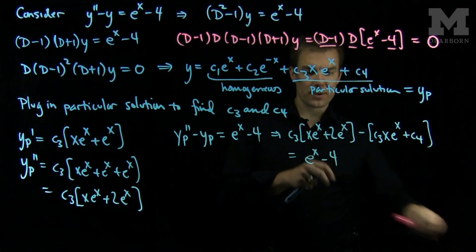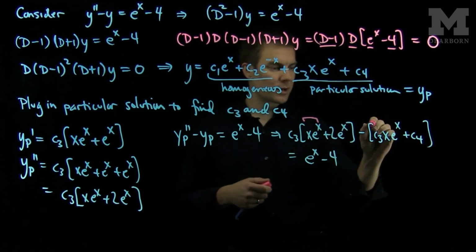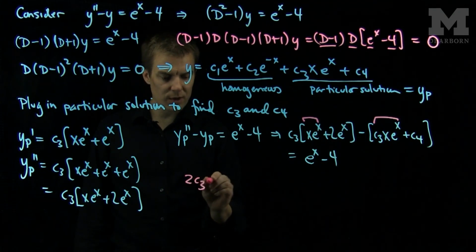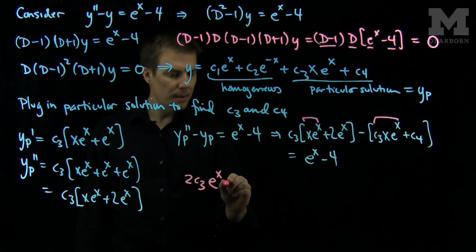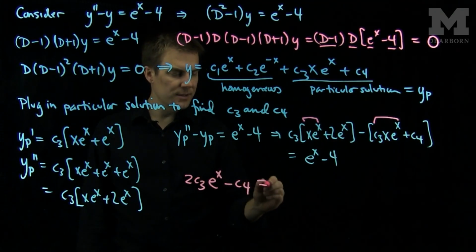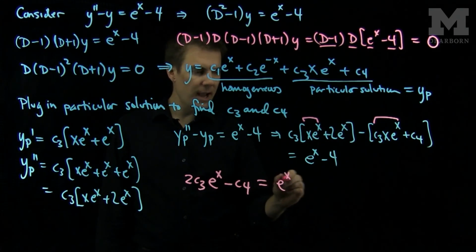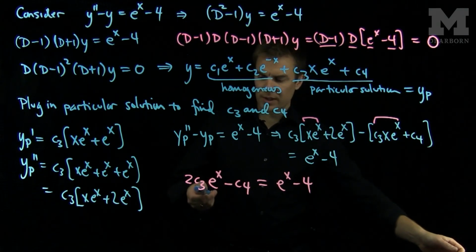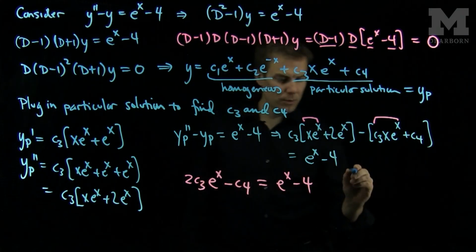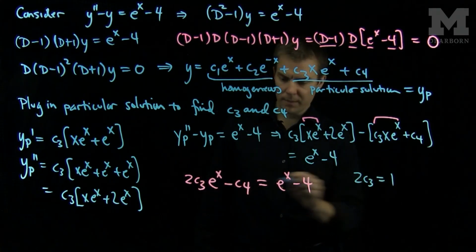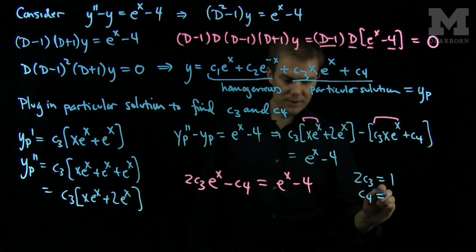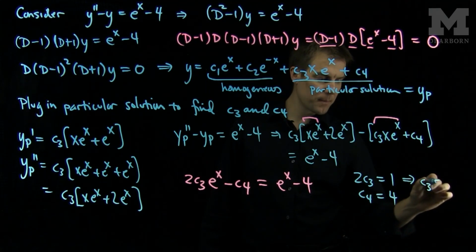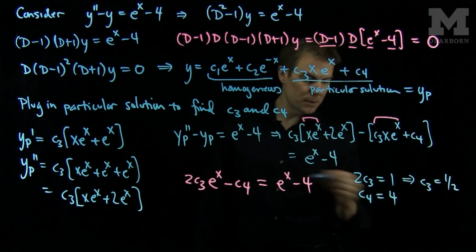So when we simplify this, we notice that the x e to the x terms are going to cancel out. And so the left-hand side is just going to be 2 c3 e to the x minus c4. And this has to be equal to e to the x minus 4. Comparing these coefficients, we see that 2 c3 is equal to 1, and c4 is equal to 4. So c3 is going to be equal to 1/2, and c4 is going to be 4.